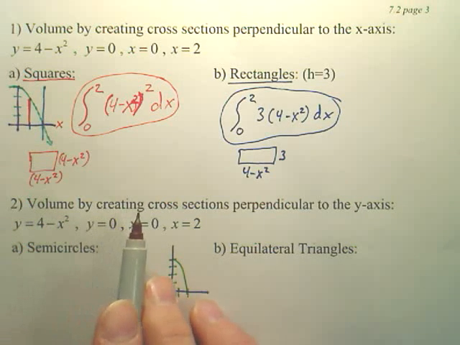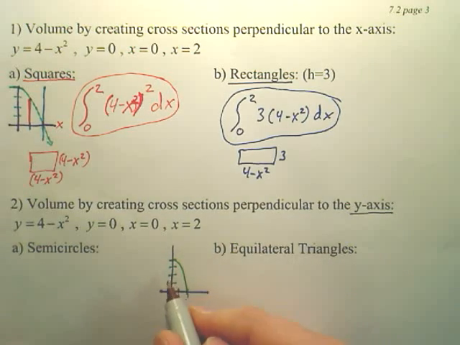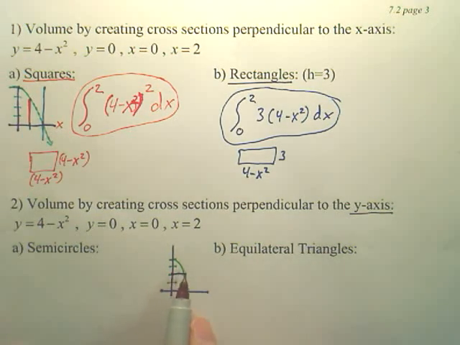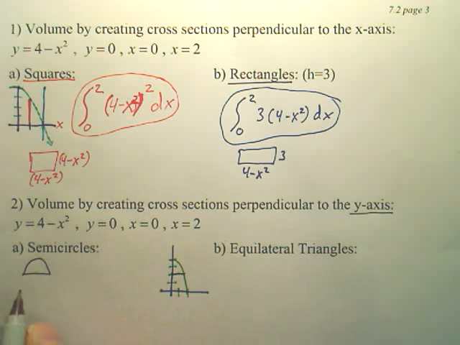If I want to find the volume creating cross sections perpendicular to the y-axis, what you're going to realize is you're making cross sections like that. The cross sections are perpendicular to the y-axis, and these cross sections are going to create semicircles. Semicircles will look like this. Now, this length right here, isn't that simply this equation solved for x?